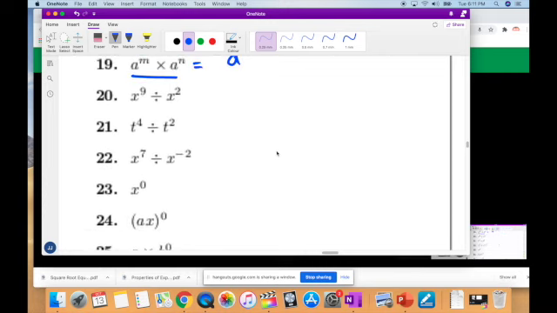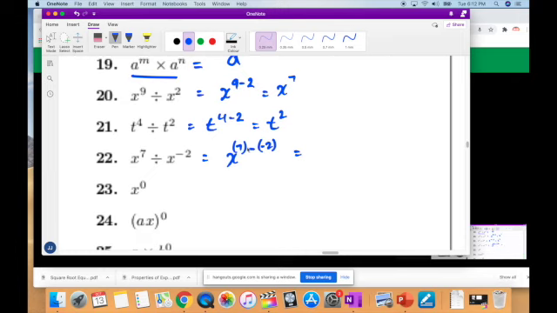Number 20, this is your dividend, so you minus your indices, x to the power of 9 minus 2, which is x to the 7. Same thing here, t to the 4 minus 2, which is t squared. Over here, you minus your indices. So that's x to the power of 7 minus the other indice, which is negative 2. Which is, you minus a minus. That becomes a plus. 7, 8, 9. X to the power of 9.